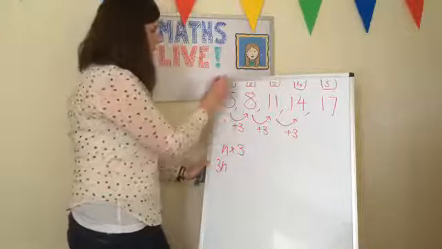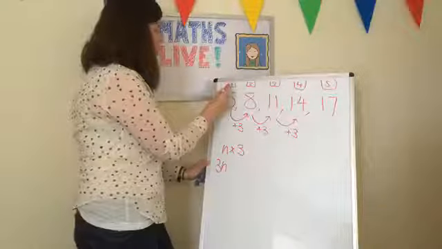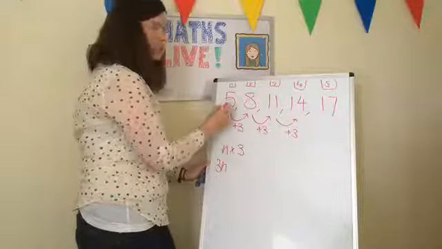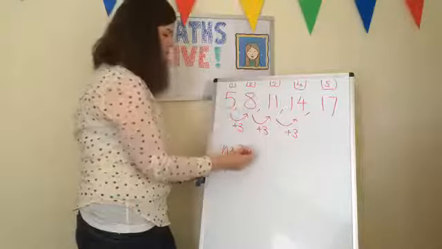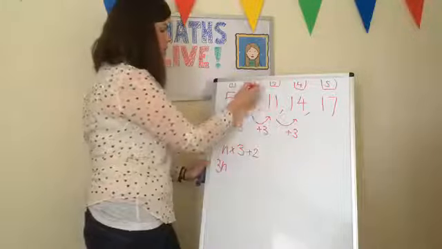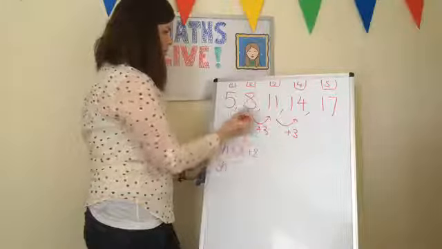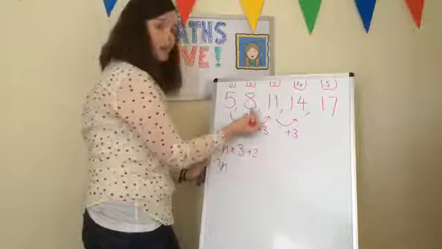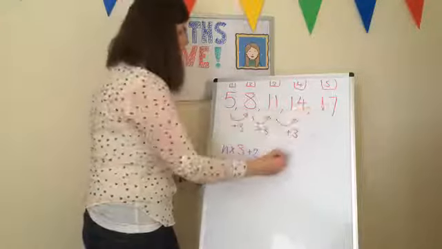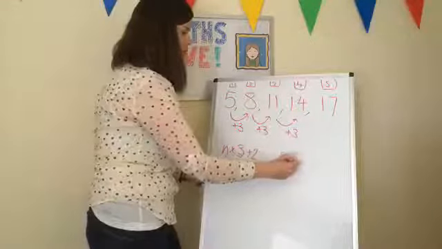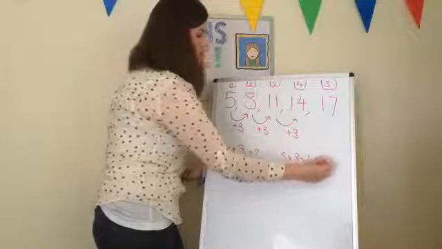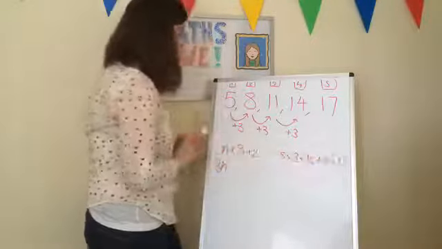Now, let's test it. 1 times 3 is 3, but we need to get to 5. So what if we add the 2? Does that work? 2 times 3 is 6, plus 2 is 8. Right, let's replace n with 5. 5 times 3 is 15, plus the 2 is 17.